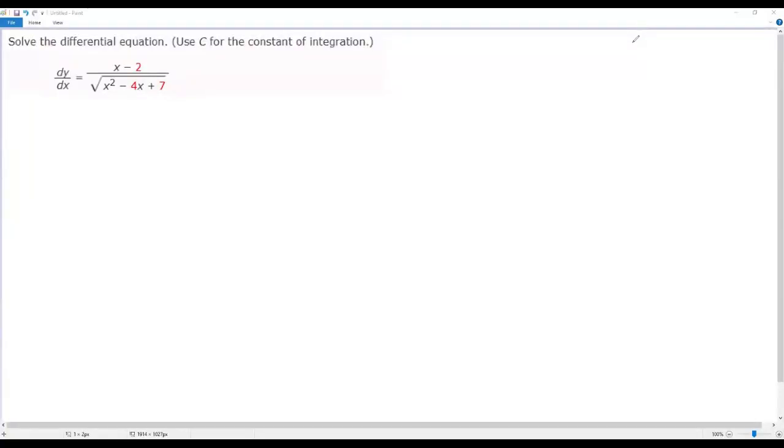Here we have an AP Calculus AB problem. Okay, let's go to the question. Solve the differential equation. Use C for the constant of integration. Solving the given differential equation means we have to solve for the variable y in terms of x.